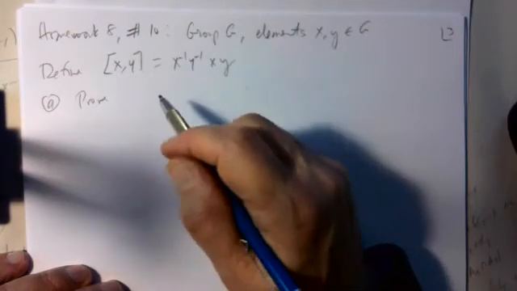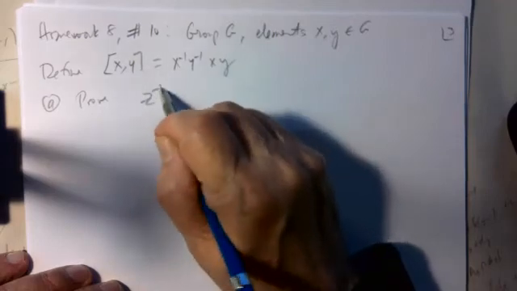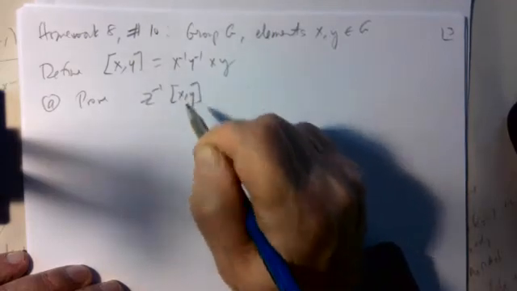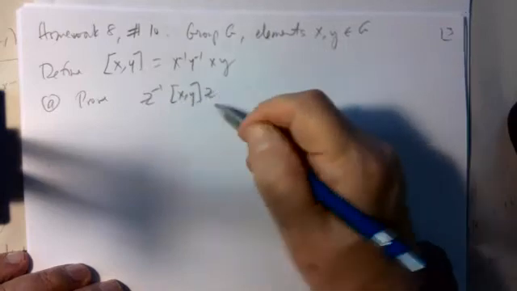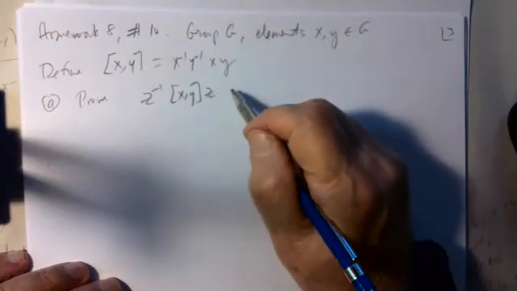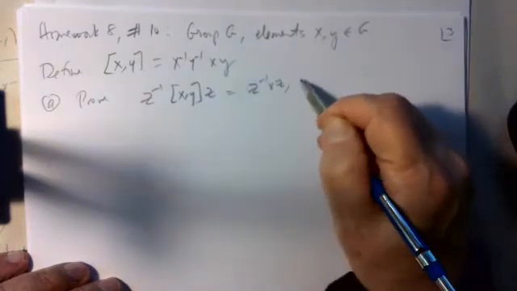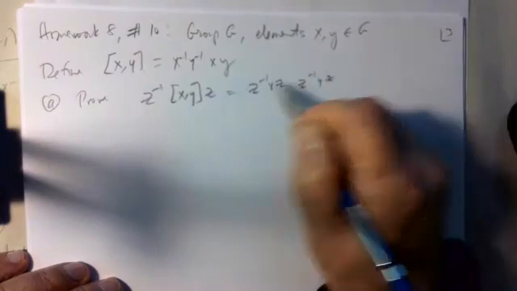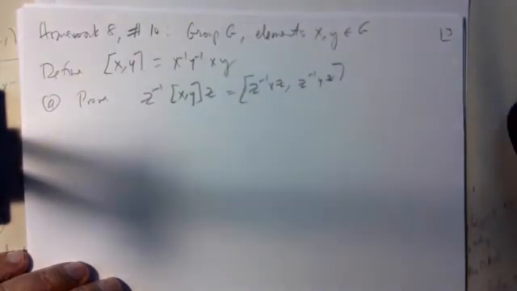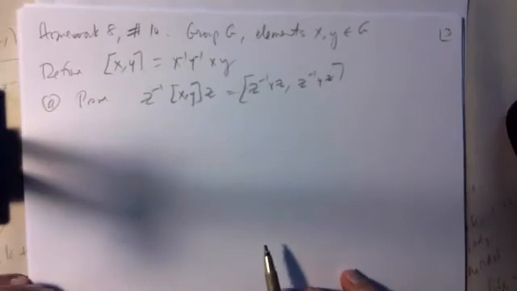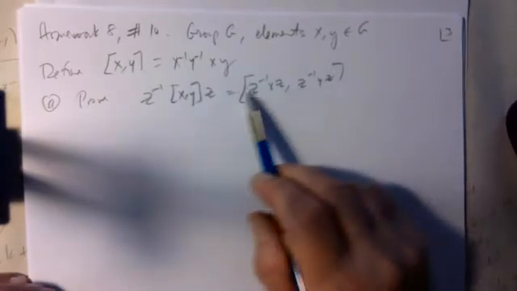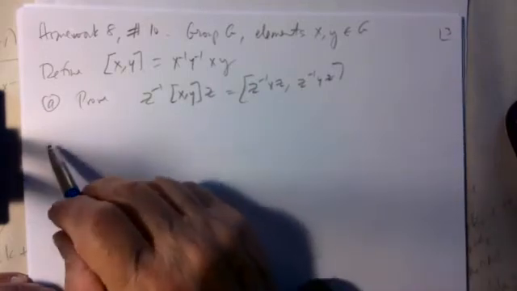So part A is a calculation. Prove that if you take three elements in the group X, Y, and Z, then Z inverse times the commutator [X,Y] times Z is the same as the commutator of Z inverse XZ and Z inverse YZ. So this is a calculation. Then we compute this commutator.